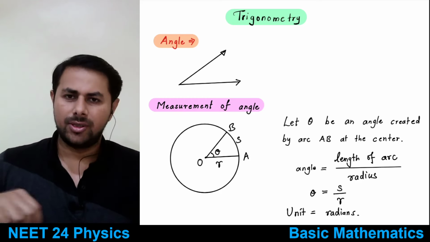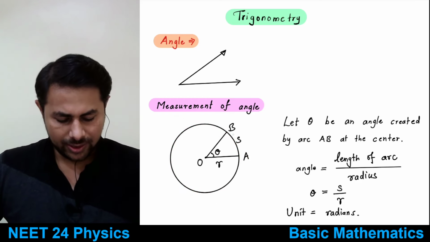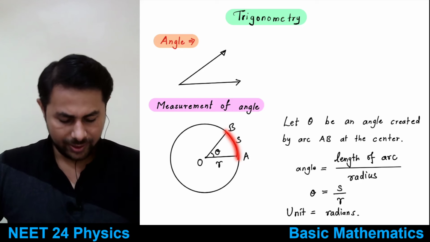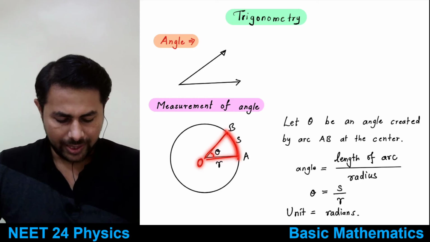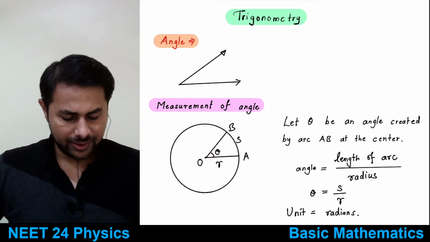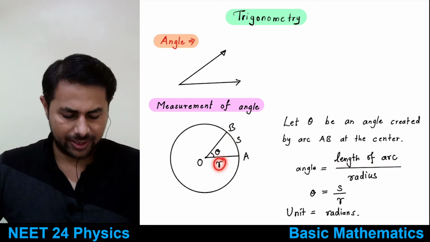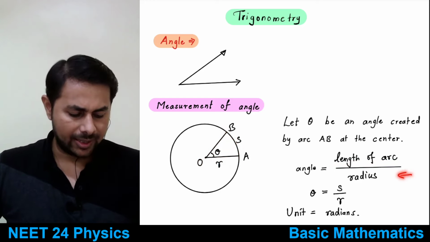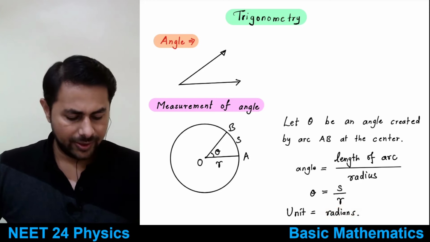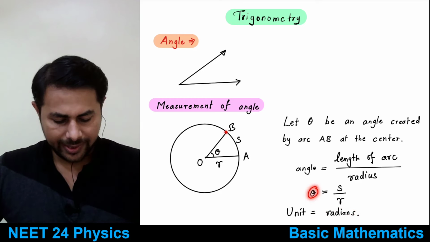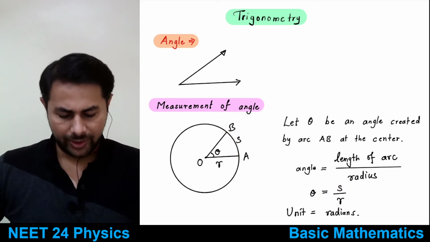So suppose we have this circle, and this is an arc of the circle. It makes some angle theta at the center of the circle, and this angle theta is measured as the length of the arc AB divided by the radius. So when we measure angle this way, the unit of this measurement is radians, right? So theta is equal to S divided by R. This is how we measure the angle.